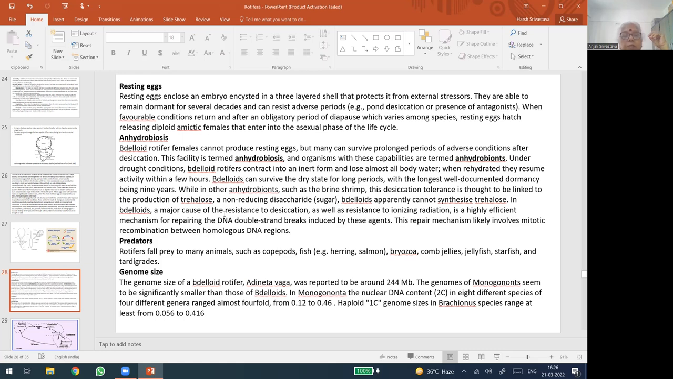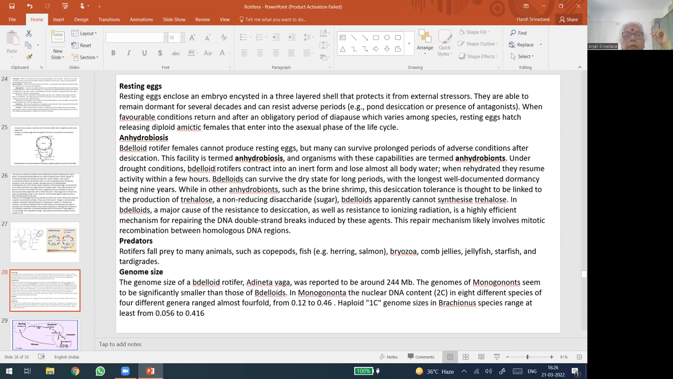In diploids, the major cause of resistance to desiccation as well as resistance to ionizing radiation is a highly efficient mechanism for repairing DNA double-strand breaks induced by these agents. This repair mechanism likely involves mitotic recombination between homologous DNA regions.